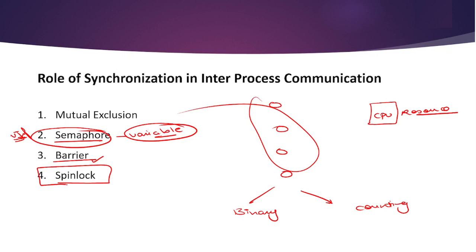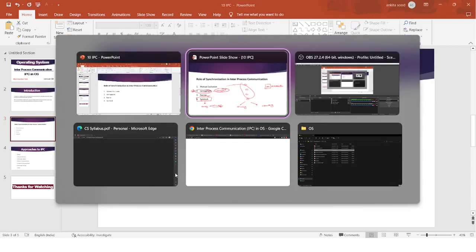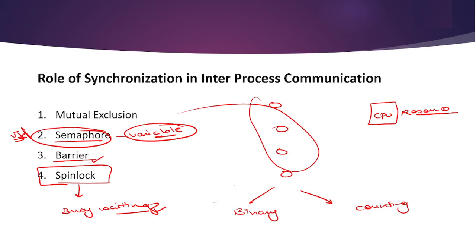Other than this, we have the spin lock. So what is a spin lock? It is a type of lock, and the processes trying to acquire this lock wait in a loop while checking if the lock is available or not. This is known as busy waiting. A spin lock is also known as busy waiting in the operating system because the process is not doing any useful operation even though it is active.